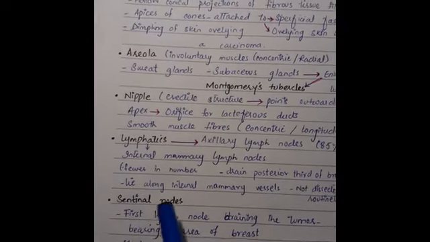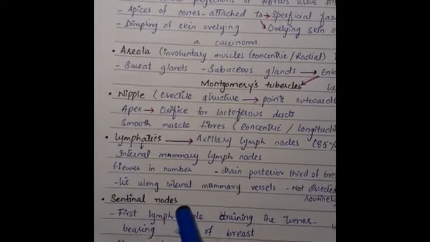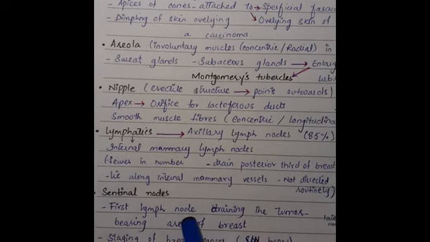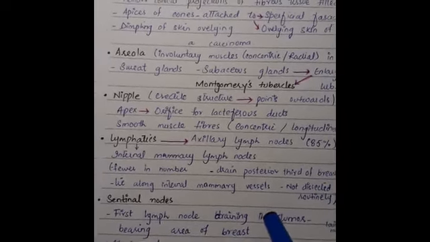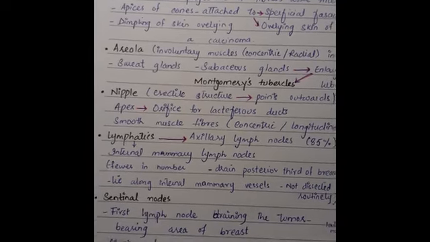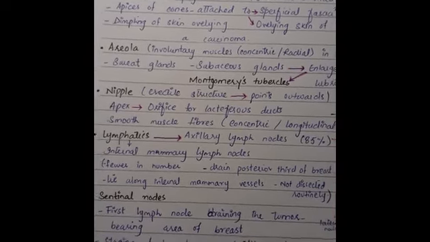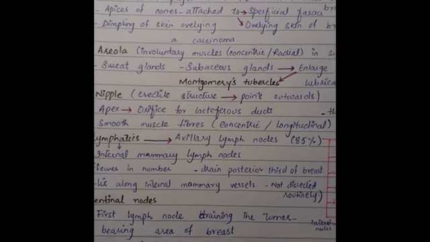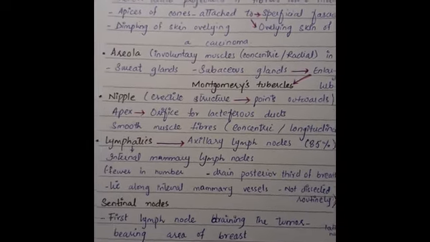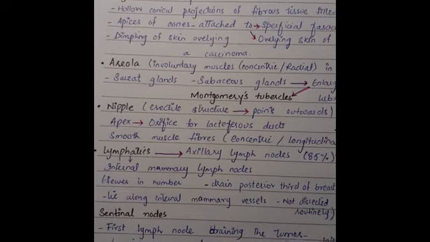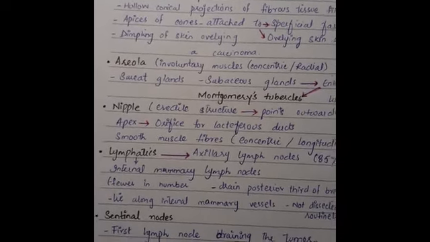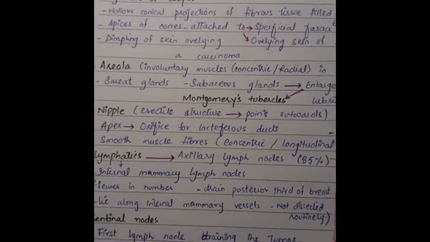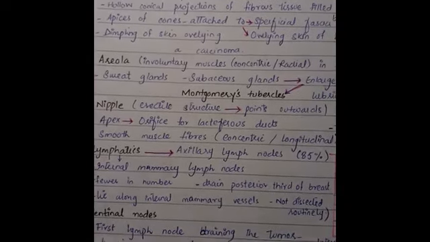Now coming towards the sentinel nodes. What is a sentinel node? A sentinel node is the first lymph node draining the tumor-bearing area of the breast. It is very important because it is used for the staging of breast carcinoma with sentinel lymph node biopsy. So for the confirmation of the diagnosis, we biopsy the sentinel nodes, and then we can confirm our diagnosis for carcinoma of the breast, whether it is a malignant or benign condition.